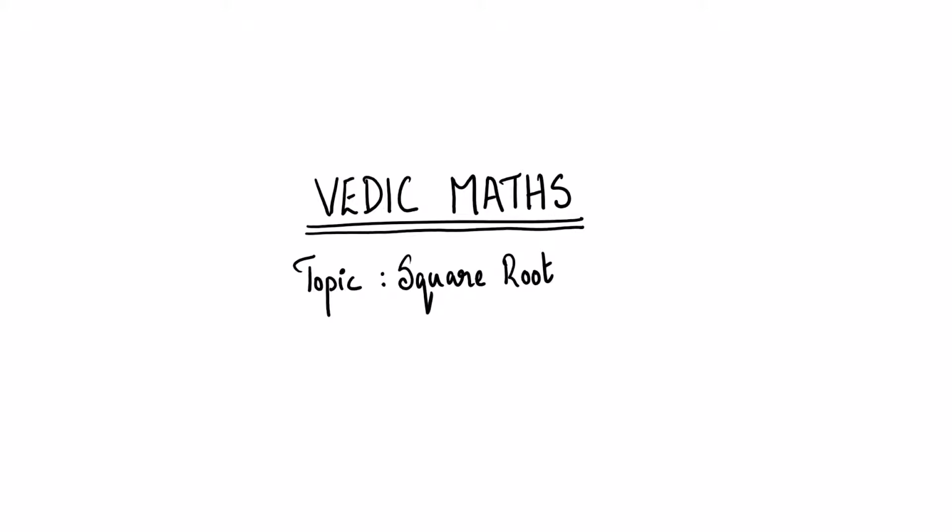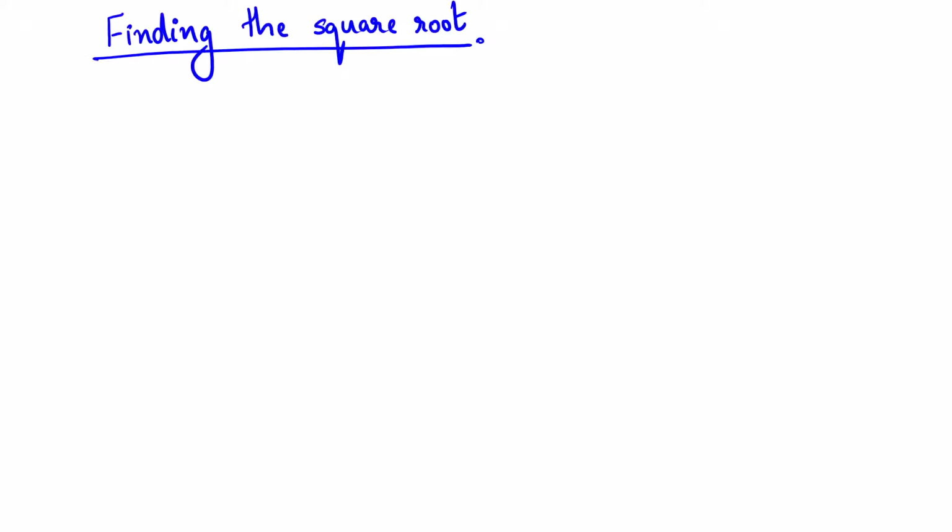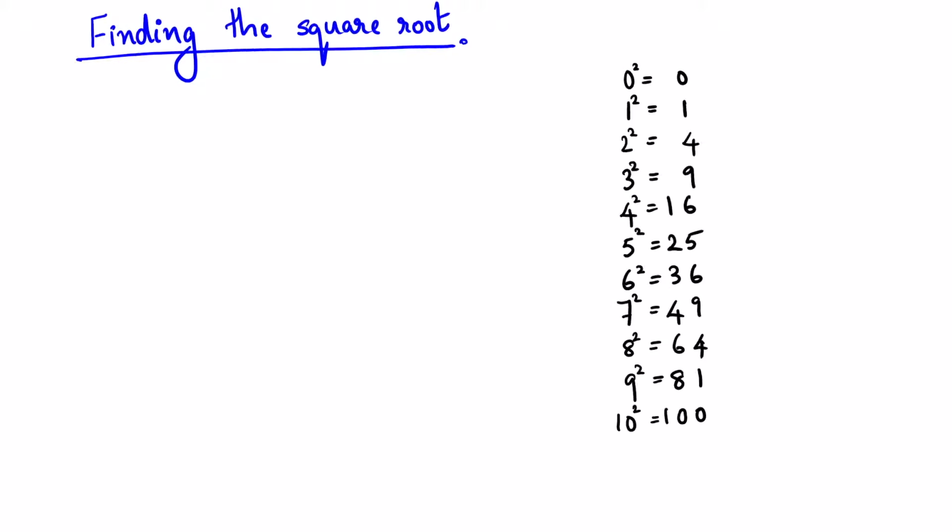Today, let's find the square root of a number within a few seconds. So, let's see how to find the square root with a new method. For this, first you have to know the squares of numbers from 1 to 10. As you all know, the squares are as given here.